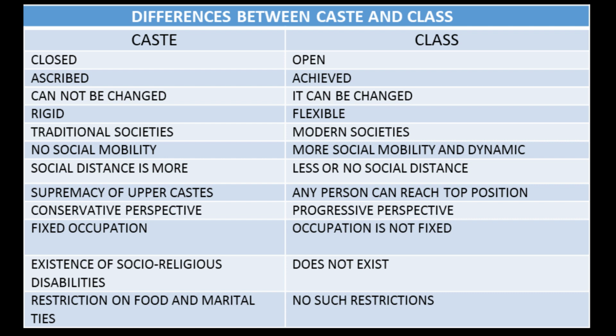In the caste system, there is supremacy of upper castes. In the class system, any person belonging to any category can reach the top positions. Caste has a conservative perspective. Class has a progressive perspective. In the caste system, as I said, there is a fixed occupation which is hereditary in nature. In the class system, there is no fixed occupation for anyone. There are many socio-religious disabilities in the caste system. There is no such disability or discrimination in the class system, nor is anything on a biological basis. There are many restrictions on food and marriage ties in the caste system, whereas in the class system, there are no such restrictions.